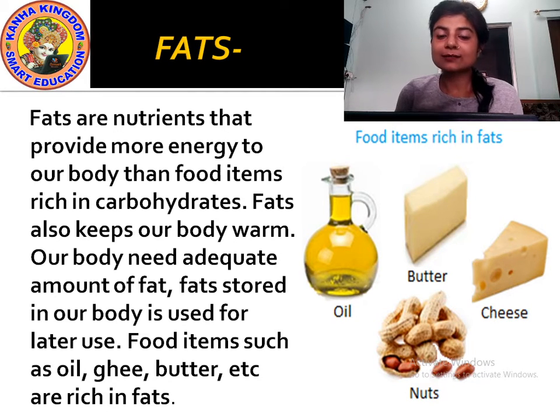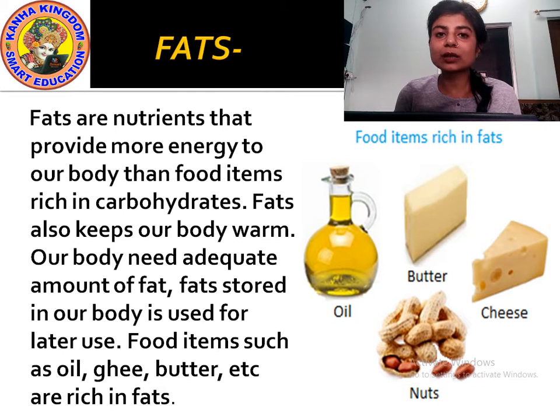Now what is fat, students? Fat is also a form of carbohydrate which gives our body more energy than the food rich in carbohydrates. Fats in our body give us energy to do more work. It gives us more energy than those food items that are rich in carbohydrates. These fats are also a form of carbohydrate, but they give us more energy, because these fats in our body store energy.